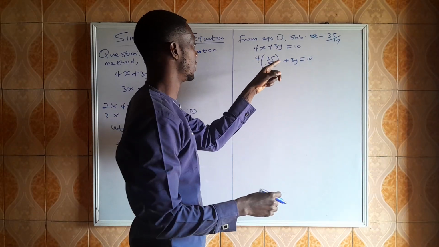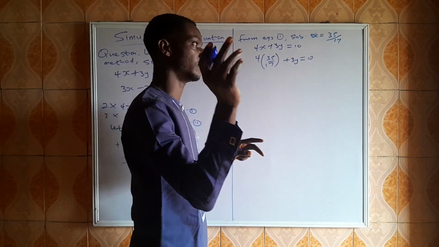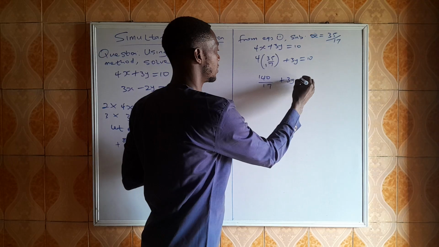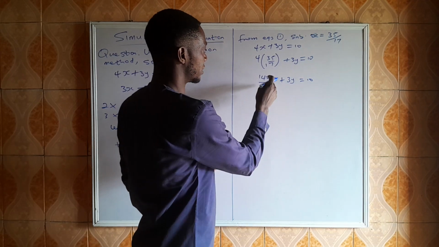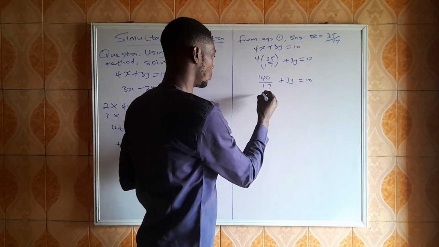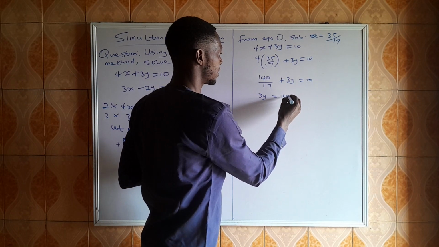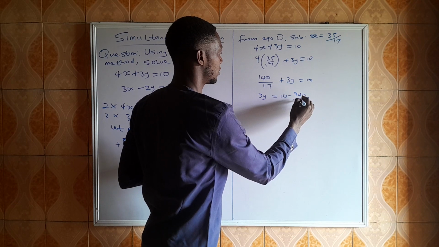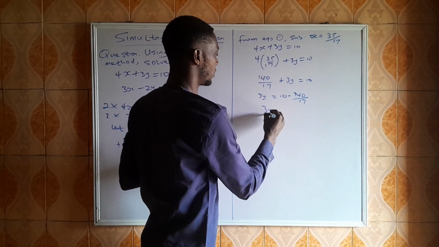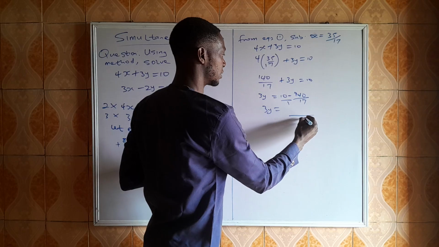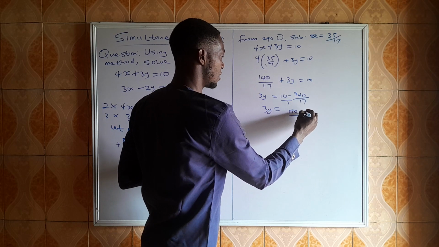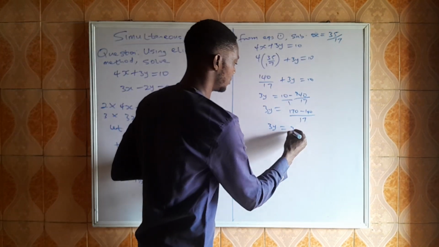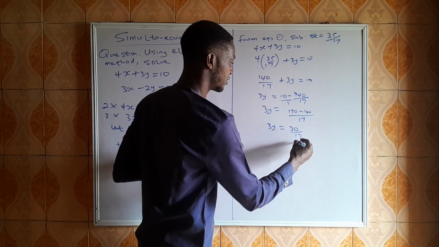So 4 multiplied by 35 will be 140 divided by 17 plus 3y equals 10. You can take this constant value to the other side. So you have 3y equals 10 minus 140 divided by 17. When you find the LCM, that will be 17, so that will be 170 minus 140. You have 3y equals 30 divided by 17.